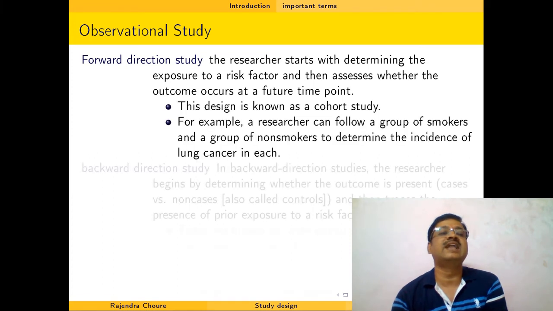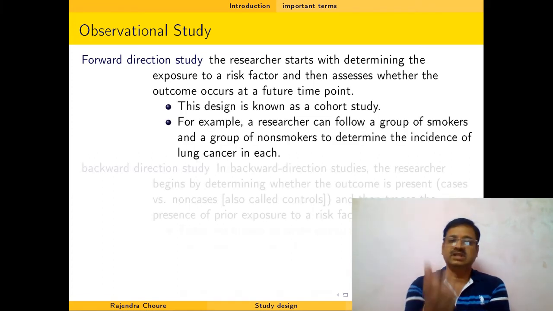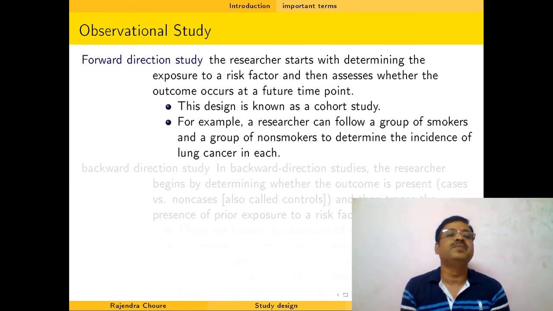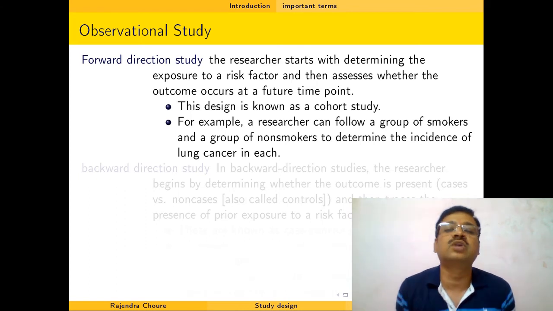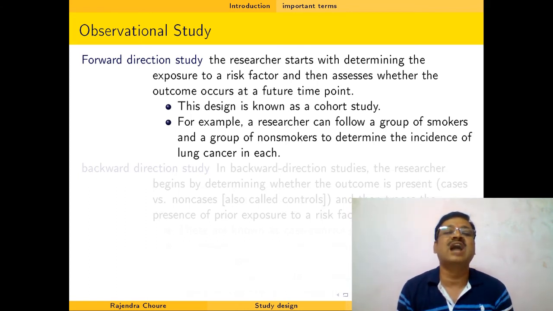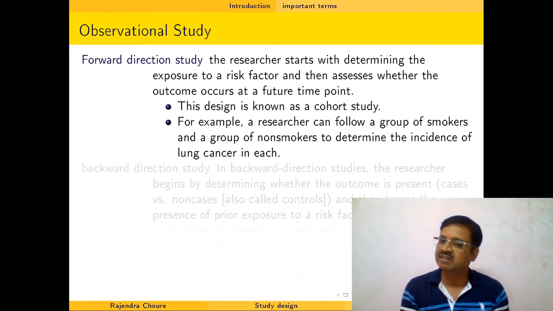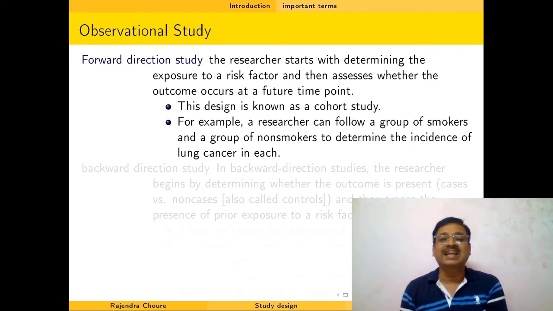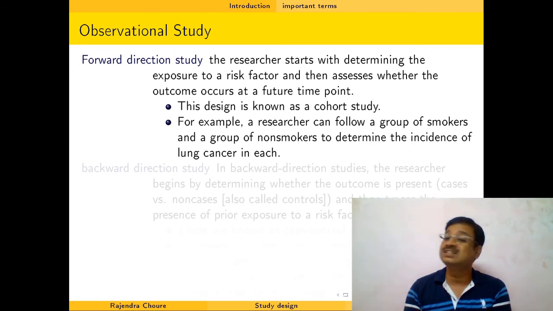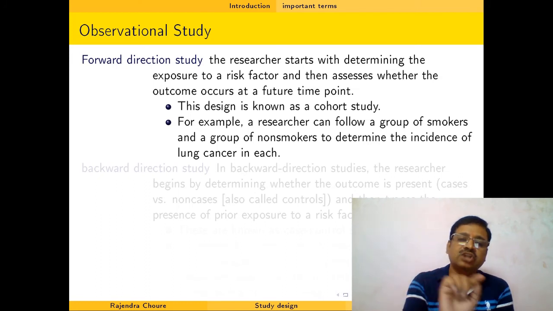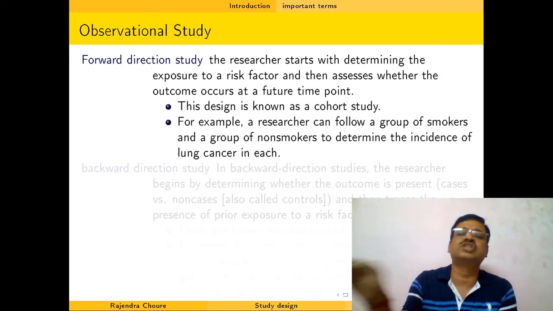Then there is direction. Here the title is different: directionality of the study. In a forward direction study, the researcher starts by determining the exposure to a risk factor and then assesses whether the outcome occurs at a future time point. The researcher assigns the subjects to different exposures, different risk factors, different interventions, different levels of variables, and then assesses whether the outcome occurs at the future time point. Here, the direction of the study will be forward, in the direction of the outcome.